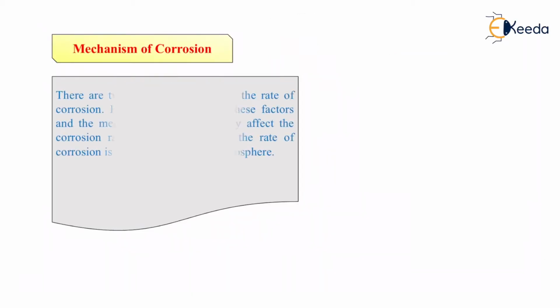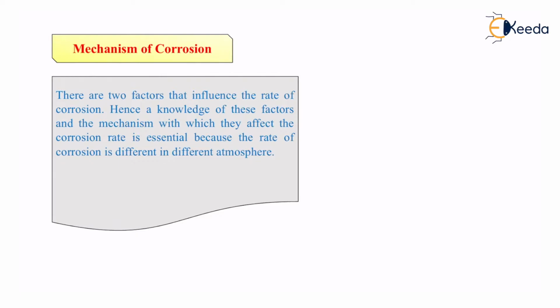Mechanism of corrosion. There are two factors that influence the rate of corrosion. Whenever we are talking about the rate of corrosion, we are talking about the speed of corrosion. This speed of corrosion is influenced by two different factors. Hence, a knowledge of these factors and the mechanism with which they affect the corrosion rate is essential.